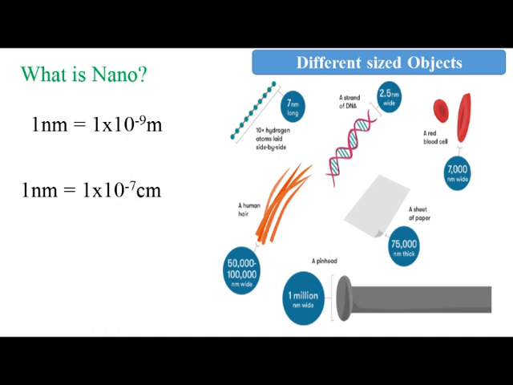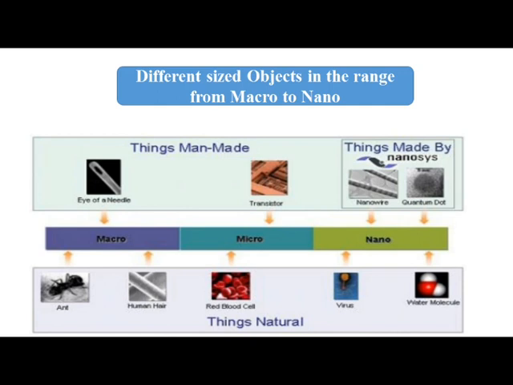So how small is the nanomaterial? 1 nanometer is 1 billionth of a meter, or at the meter scale it is 1 into 10 raised to minus 9 meter, and at centimeter scale it is 1 into 10 raised to minus 7 centimeter. Again you can see in this slide the objects that you can compare size-wise, ranging from macro size, then micro size and nano size.